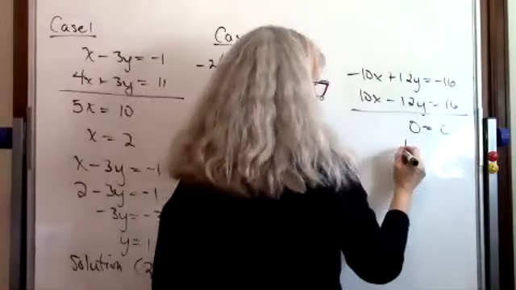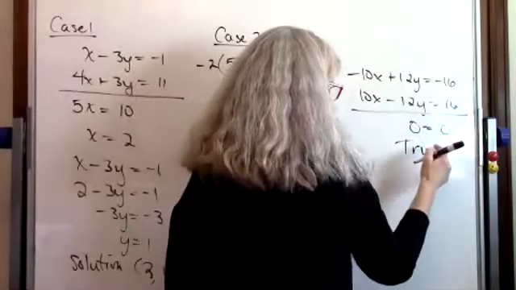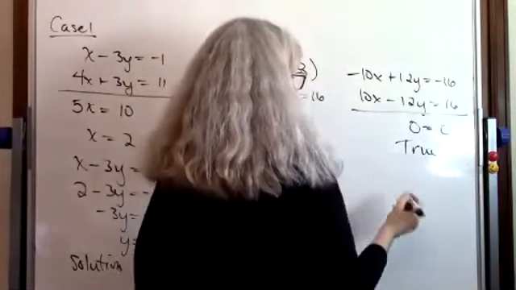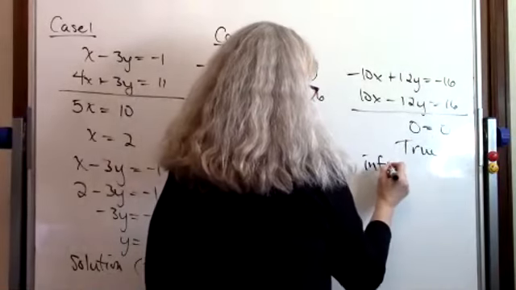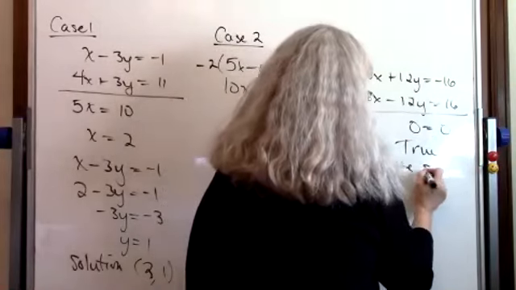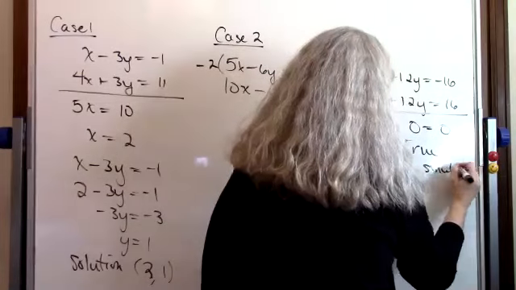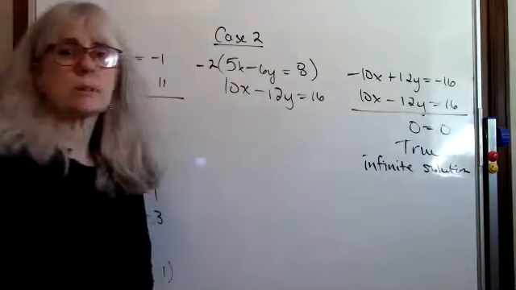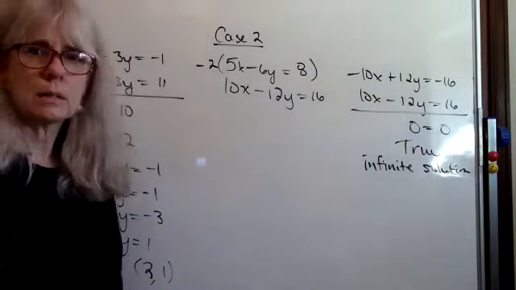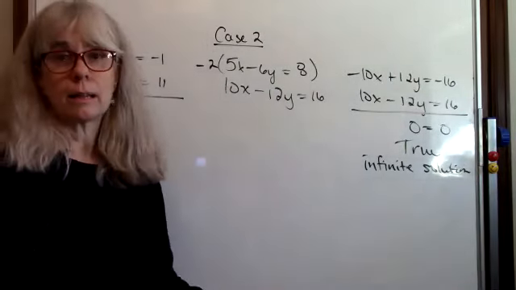This is my clue because it is a true statement. It's true, 0 equals 0, but this is an infinite solution. So anytime I get 0 equals 0, I know it's an infinite solution. The problem is it's dependent. It's dependent upon the line itself.